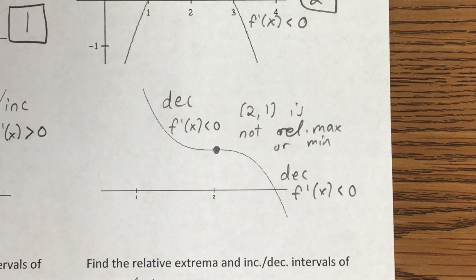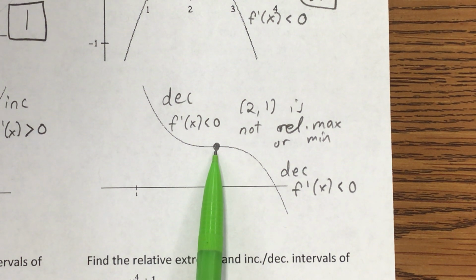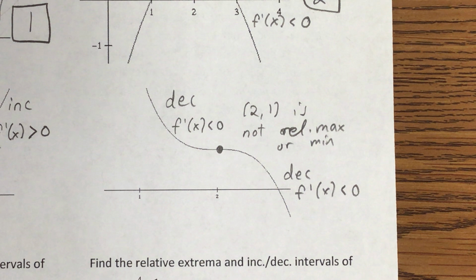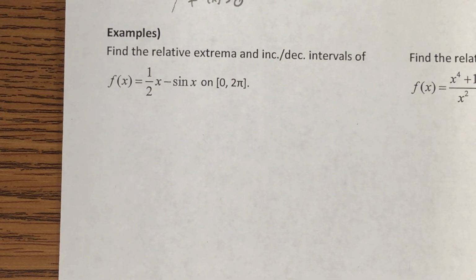So you're probably thinking, Ms. Campbell, I can see right here that is definitely not a max or a min. Why do we have to go through this effort? And it's because in the examples below, we have to find relative extrema and increasing and decreasing intervals without using a graph. Okay, so we're using just the equations to help us figure that out. Okay, we can use sign charts as well.